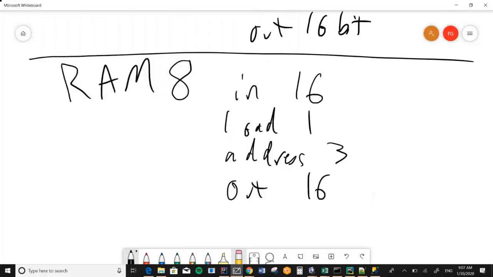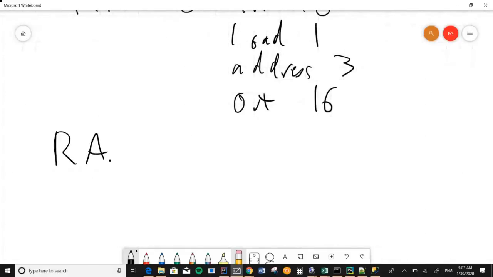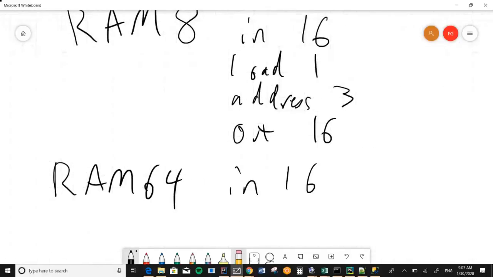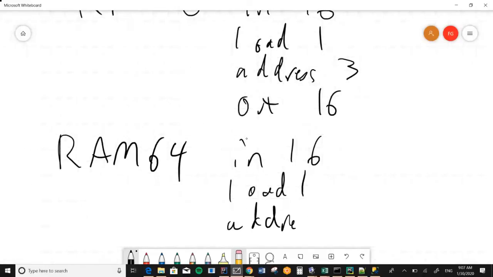All right. So the next chip you're going to do is RAM 64. RAM 64 is going to have a 16-bit input, a 1-bit load. How many address bits do you expect RAM 64 to have? 6. I heard somebody say 6. Not quite sure who, but whoever said 6 was correct. Why 6? Yeah, 2 to the 6 is 64.